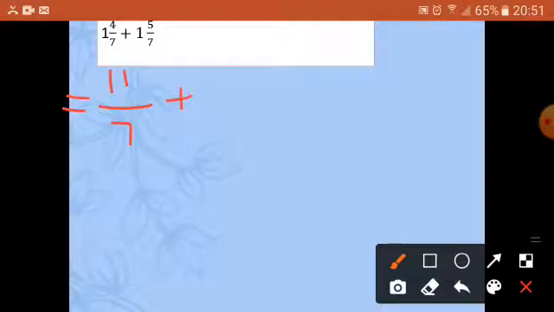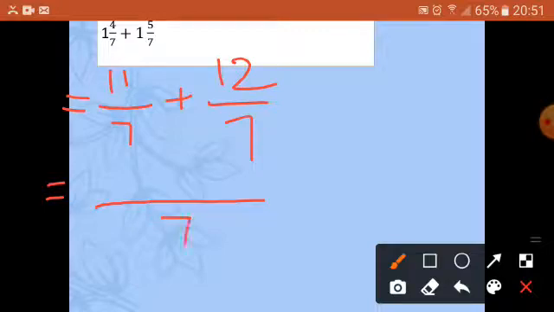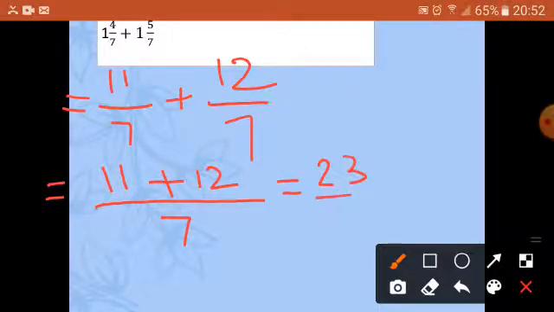11/7. Then plus again a mixed number, 1 and 5/7. So 7 times 1, 7 plus 5, 12/7. Now see, we have the same denominators and we are supposed to add these fractions. So simply write the denominator, the LCM of 7 is 7, and the numerators as they are. 11 plus 12, what is it going to be? 23/7. Now see, here is an improper fraction in the answer.